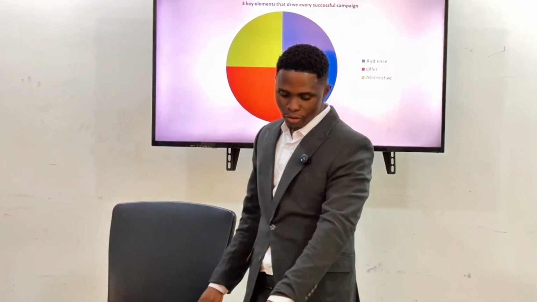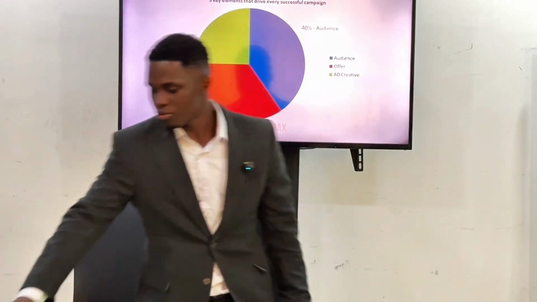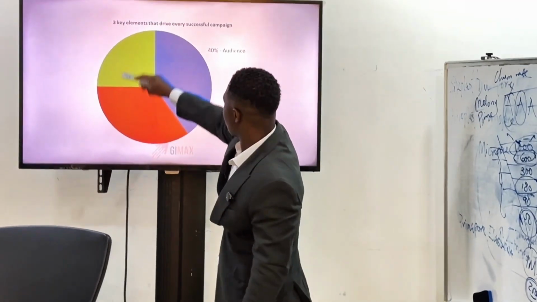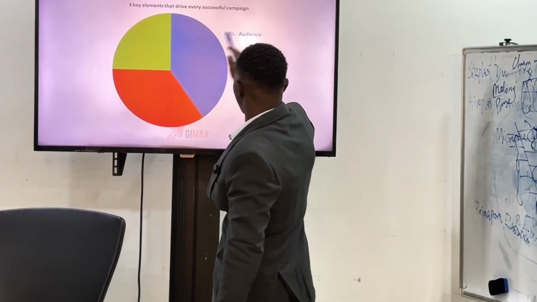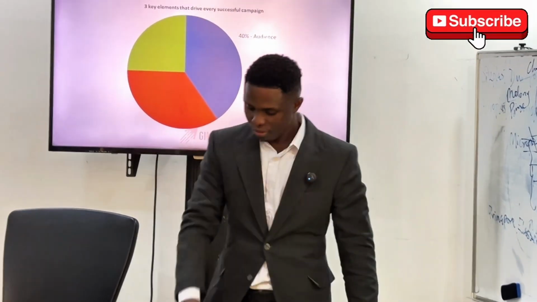We have the audience, we have the offer, we have the art creative. And the audience contributes to 40% of results, which is what do I want to reach? Right. So you can see this now. The audience contributes to almost 40% of whatever you want to do on Facebook. So you want to know who you are trying to reach, right?